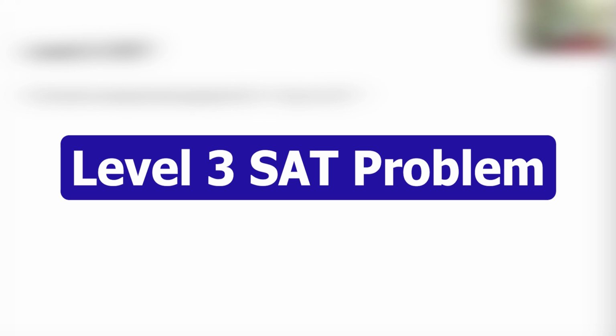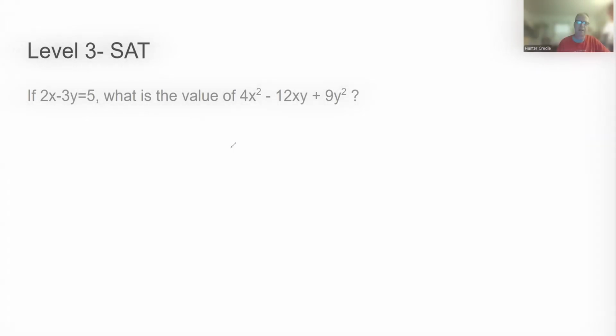Hey, this problem is a level three problem, but it's really not. I put it as a level three because it's really hard to know where to start with this. The first thing I noticed is they put kind of a weird equation here. I call it weird because it just doesn't really make sense to do 2x minus 3y equals 5. And then they have a pretty complicated expression here.